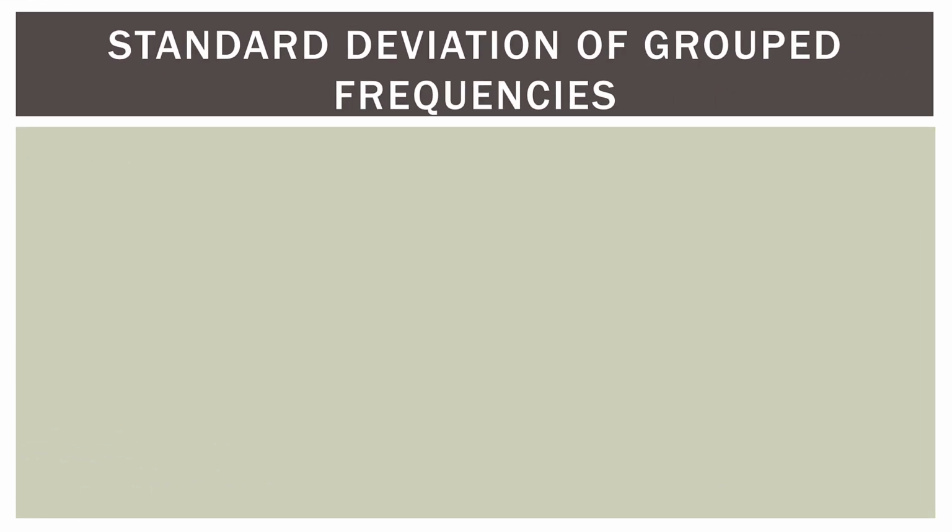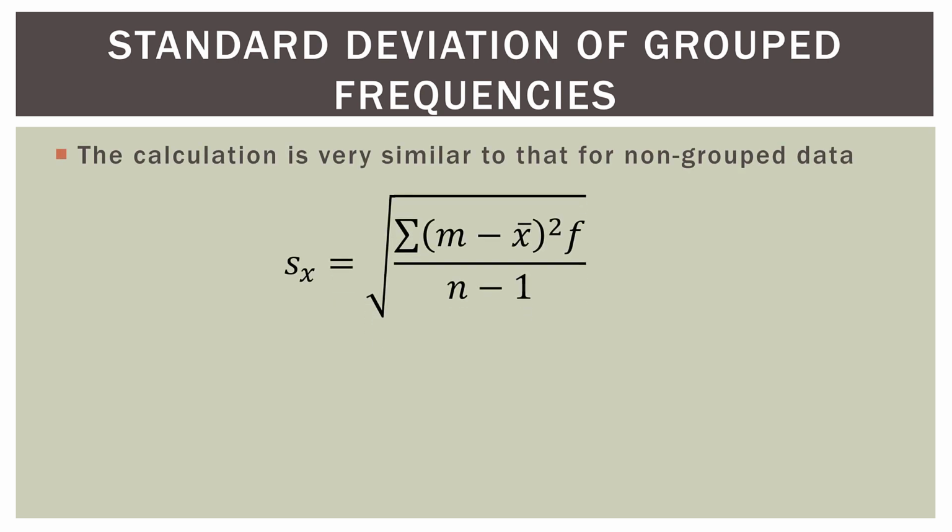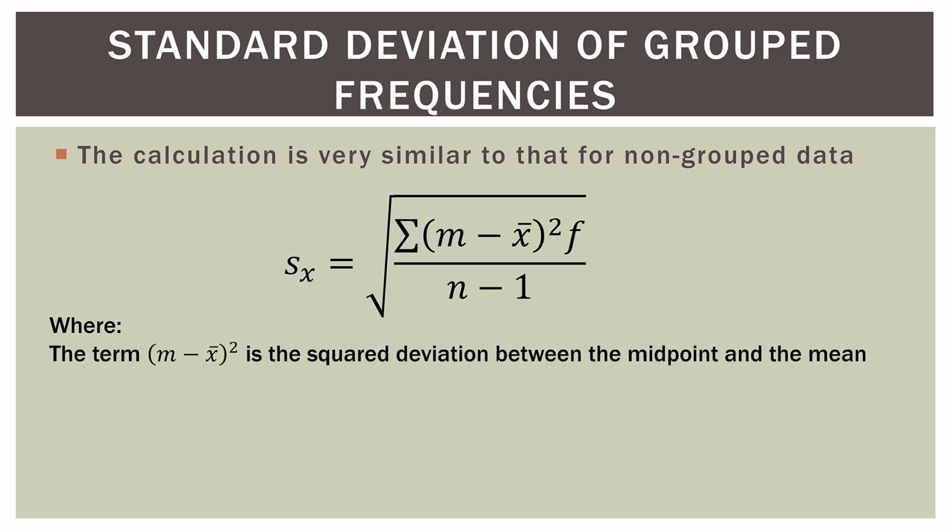Okay, so now on to the new stuff. To find the standard deviation of grouped frequencies, it's very similar to how we calculate standard deviation for just regular quantitative data. So it goes like this. In this formula, the term m, the midpoint, minus x bar, which is the mean, squared, is the square deviation between the midpoint and the mean. So m minus x bar squared is that squared difference between midpoint and overall mean.